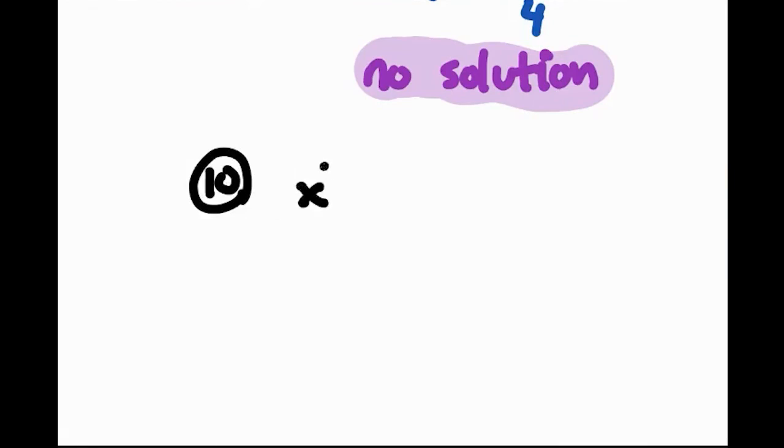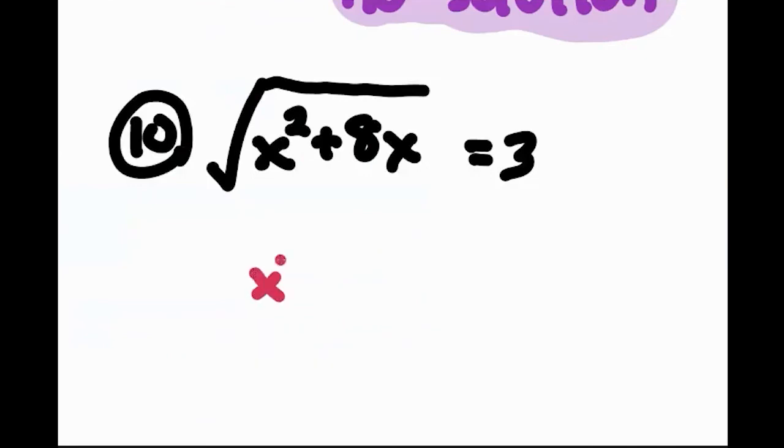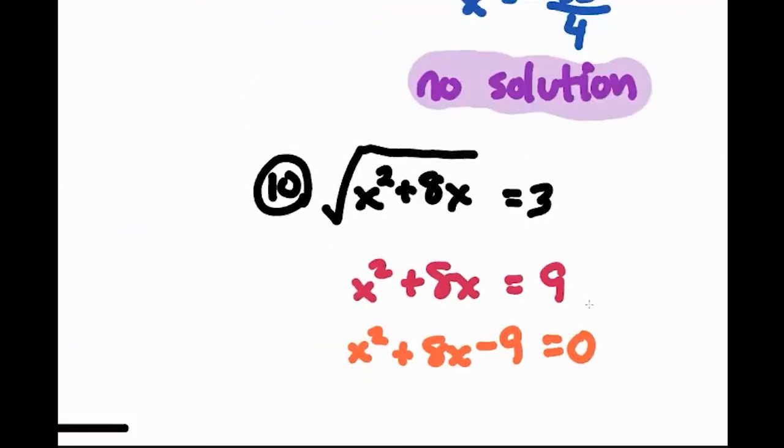So this one's going to be the square root of x squared plus 8x equals 3. This one mixes old stuff with new stuff, so it's kind of why I wanted to do it this way. Okay, first thing we're going to do is square both sides. Subtract 9 from both sides. So then you have a quadratic equation. You can use quadratic formula, or you can factor it.